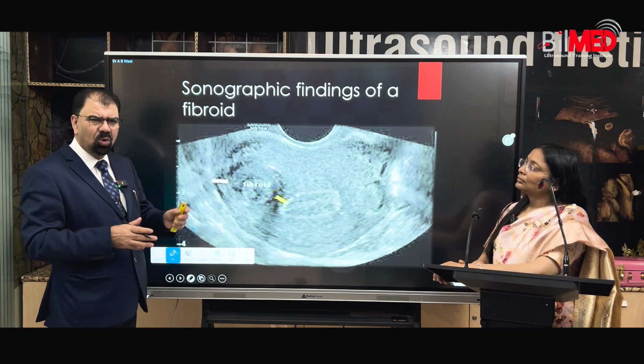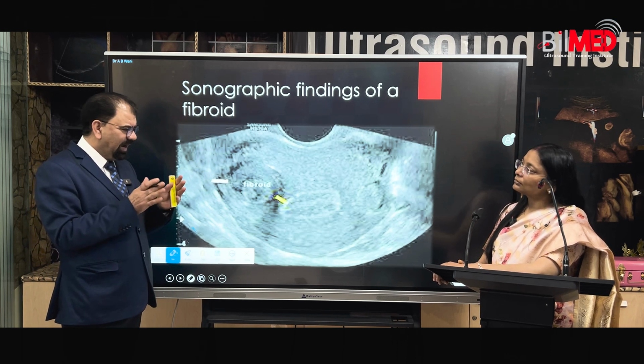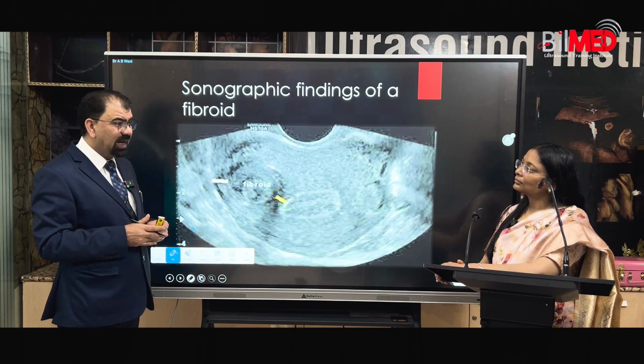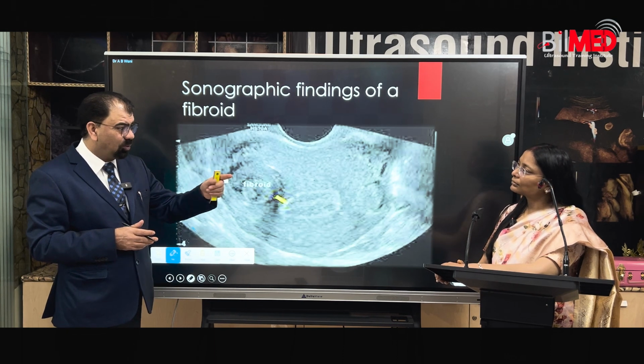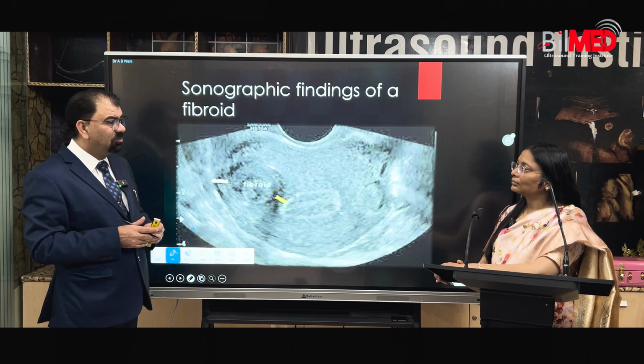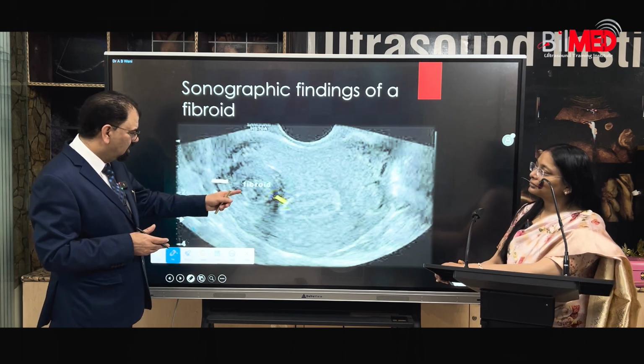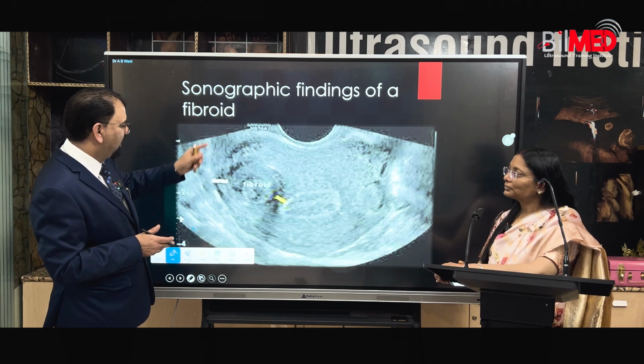So go to any institute, have a basic training over there. Then you will see that a basic machine of 2 lakh rupees or 3 lakh rupees will do what a Voluson machine cannot do. Okay, coming back to the sonographic findings of a fibroid.